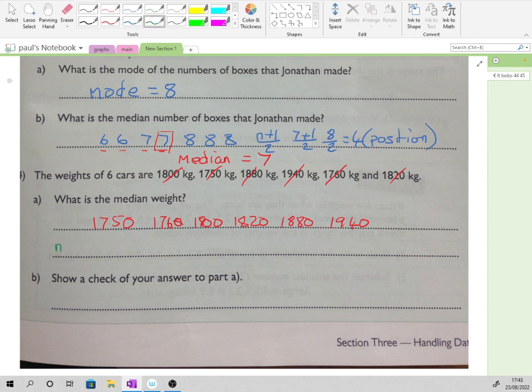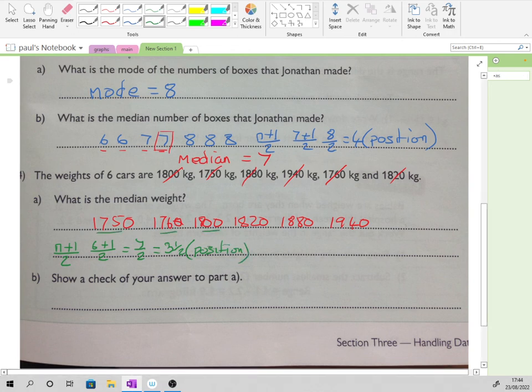So n plus 1 divided by 2. 1, 2, 3, 4, 5, 6. Make sure I've not missed any out, yeah? So 6 plus 1 divided by 2, 7 divided by 2, which is 3 and a half. That's the position. So go 3 and a half in, 1, 2, 3, in the middle of those two.